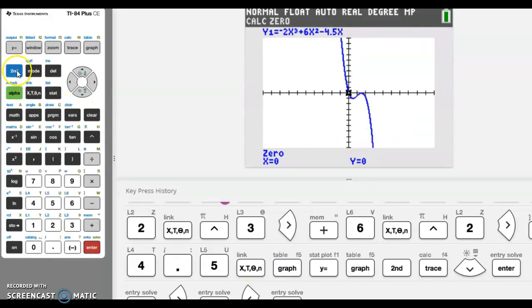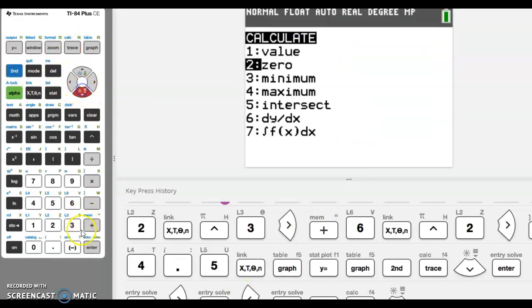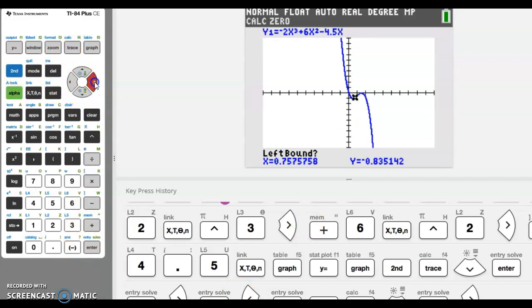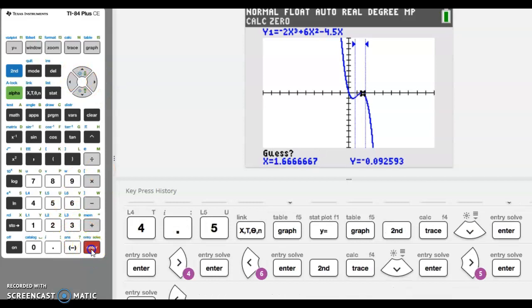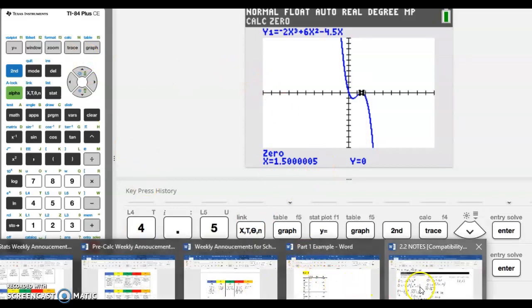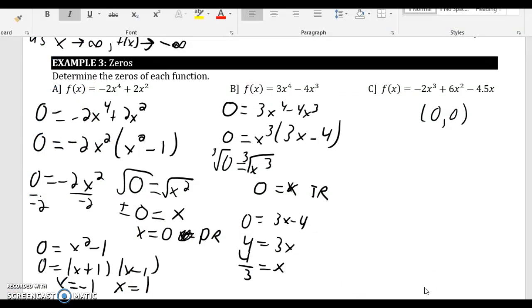I come back to my graph. I'm going to go second calc. I'm going to select 0. And then go to the left. This is the point I'm looking for. Go to the left, hit enter. And I got to go to the right and hit enter. And I got to guess near the point. So it looks like I wouldn't pay any attention to that 5. It looks like it's 1.5. So on my paper, I have another 1.5, and it's always comma 0 when you're finding zeros. Now, where's the other one? I should have 3. I only have 2.